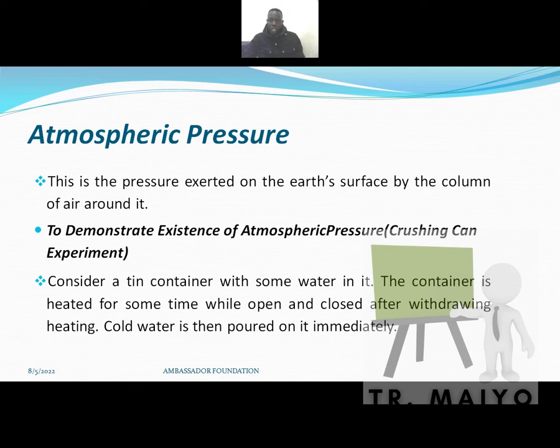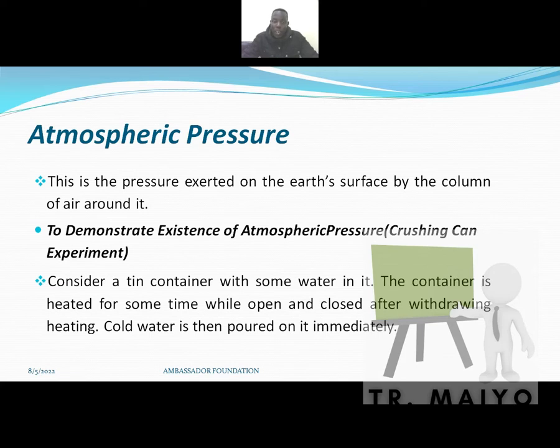Okay, so atmospheric pressure is what I want us to discuss this particular time. We have done pressure in solids, in liquids, and now we are dealing with atmospheric pressure. First of all, I want us to define atmospheric pressure. Then we look at an experiment that shows the existence of atmospheric pressure.